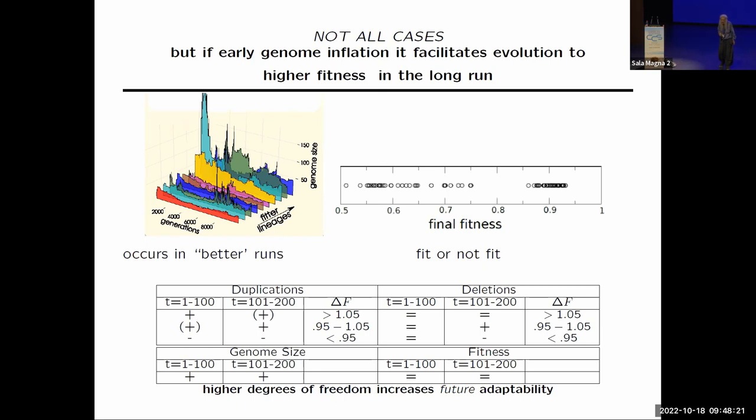And as is shown in this picture, this inflation doesn't happen always, but happens in the best cases. And while it happens, there's no difference between the fitness of those which happen to have it and those which happen not to have it. So it is a neutral thing when it happens. However, the ones who get much, much later high fitness are the ones who actually had this genome inflation.